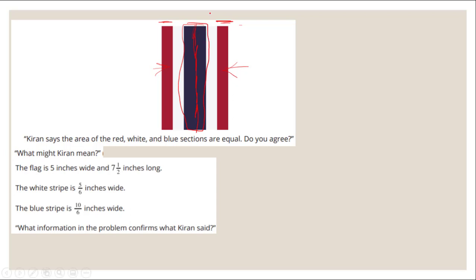The same is true for the white stripe. So if we squish the white stripes together, they would make a blue stripe.